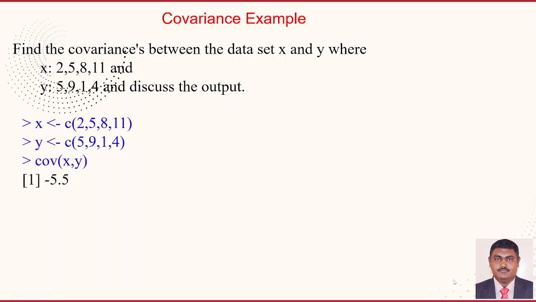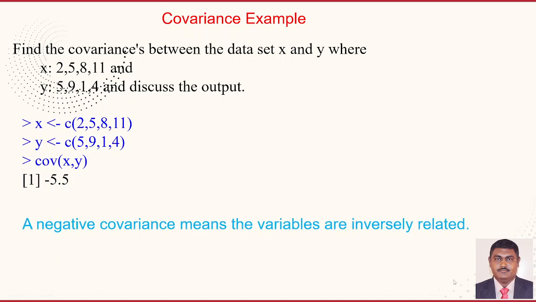Now let us see in R programming how we enter these variables. x is a column of 2, 5, 8, 11 and y is a column of 5, 9, 1, 4. Now simply type cov of x comma y, that is the syntax for covariance, where x and y are the variables. Once you enter it, the output will display minus 5.5. Here a negative value came, so a negative covariance means the variables are inversely related.